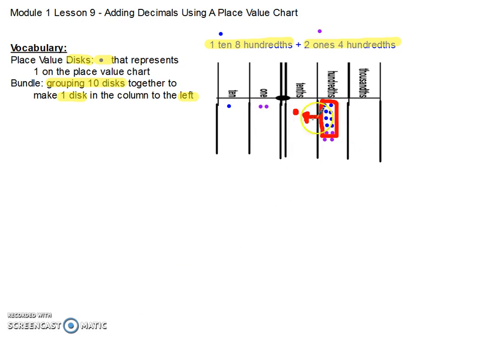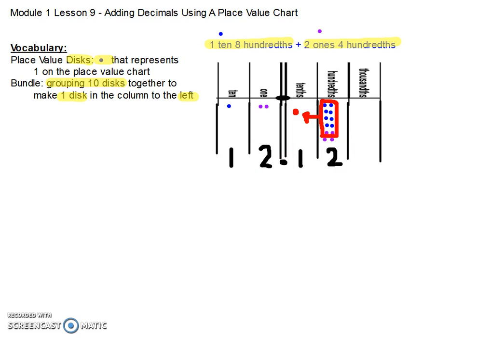Now I can look at my discs and just count up how many I have in each column. In the ones column, I have 2, and I have my decimal. In the tenths, I have 1, and in the hundredths, I have these 2 remaining right here. So my answer is 2.12.